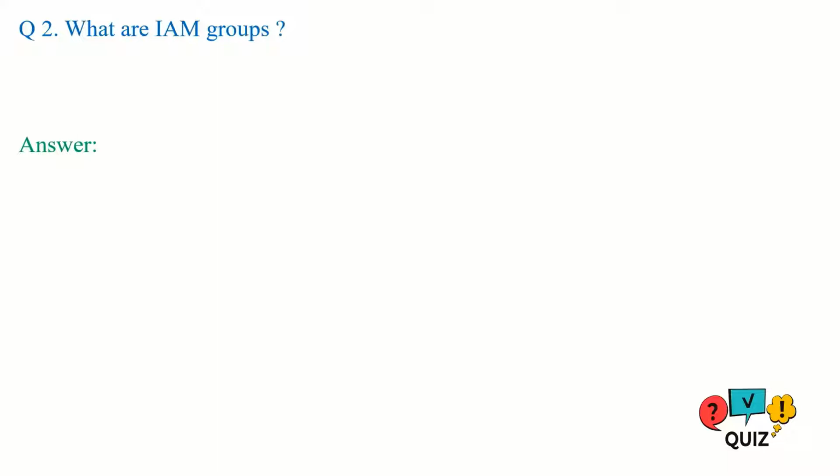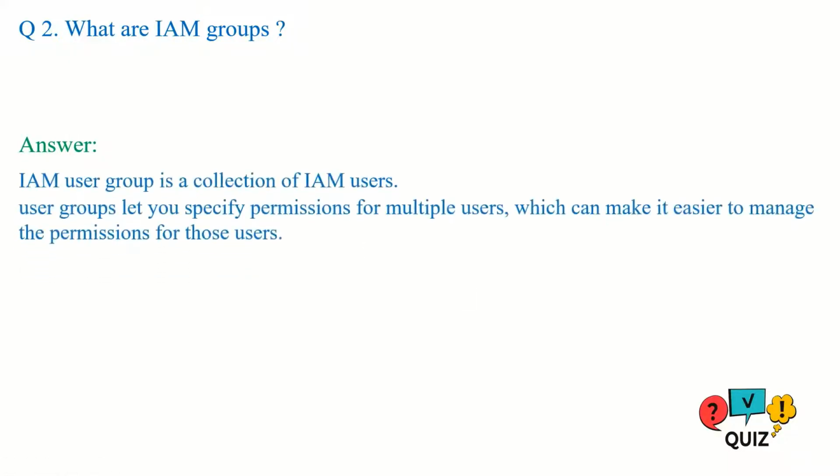What are IAM groups? Collection of users put into a group for a specific task or a specific type of access. That's good. That's correct. So IAM user group is a collection of IAM users. So user groups let you specify permissions for multiple users, which can make it easier to manage the permissions for these users. That's good. Let's move on to the next one.